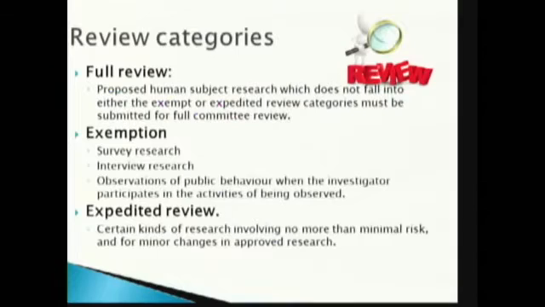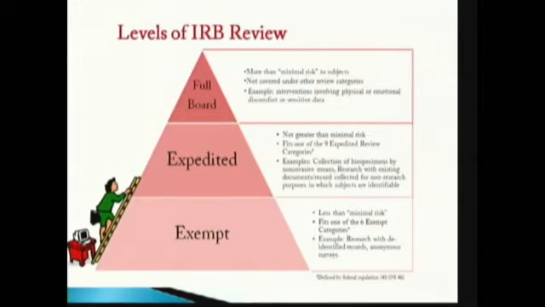The expedited review covers certain kinds of research involving no more than minimal risk, and minor changes in approved research. These are the levels of the IRB review. You've got the exempt, then the expedited, and the full. The exempt is less than minimal risk, the expedited is not greater than minimal risk, and the full board review is for more than minimal risk to subjects.